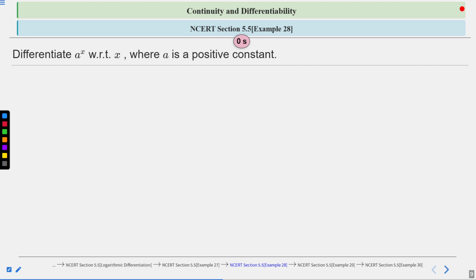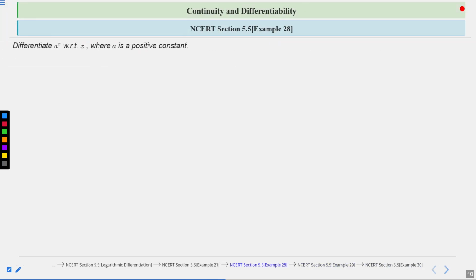Okay, let us move to the solution part. We have to basically differentiate a to the power x with respect to x, where a is a positive constant. So what can we do? Let y is equal to a to the power x, right? Then log y will be equal to x log a.